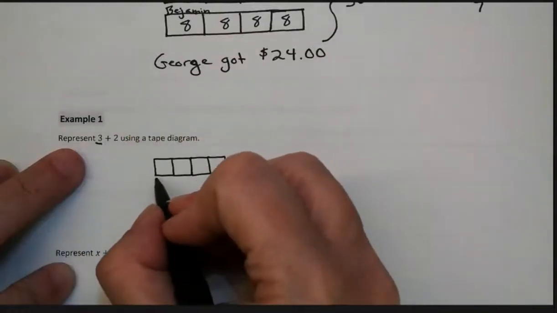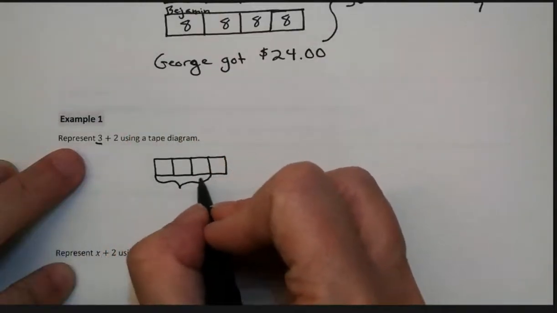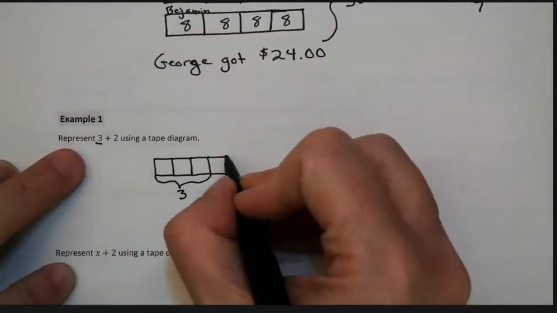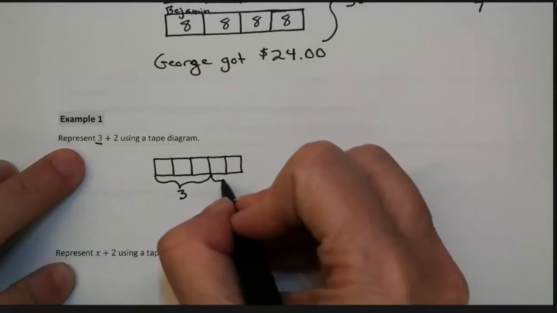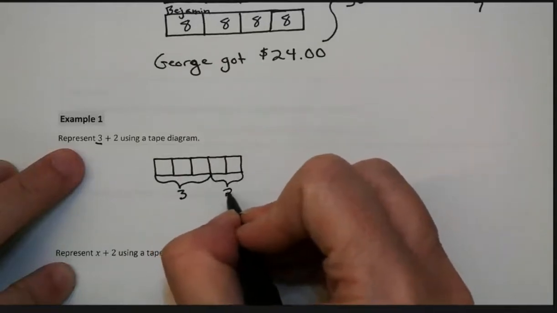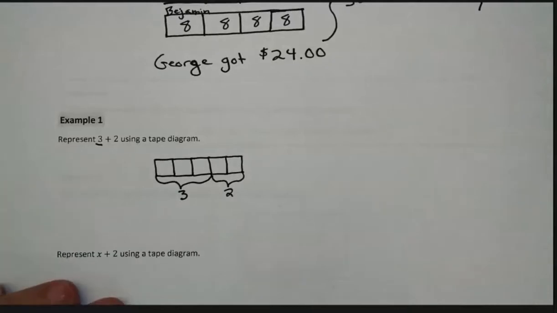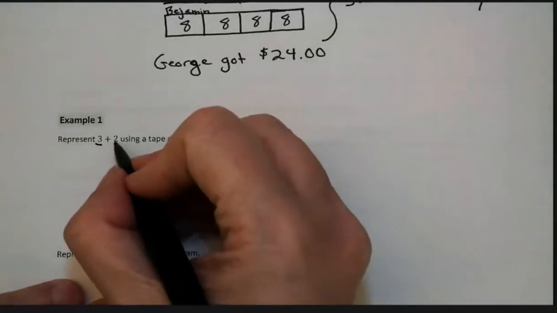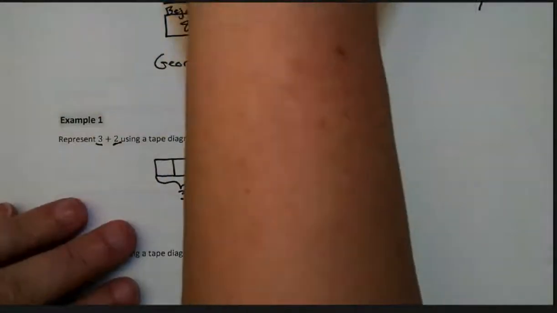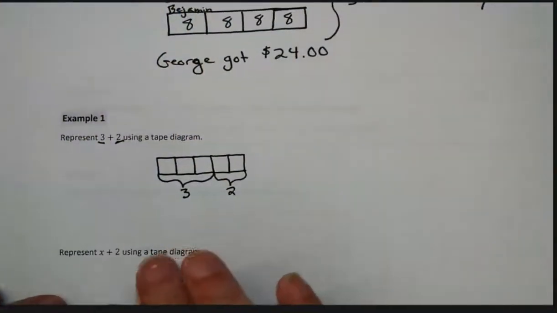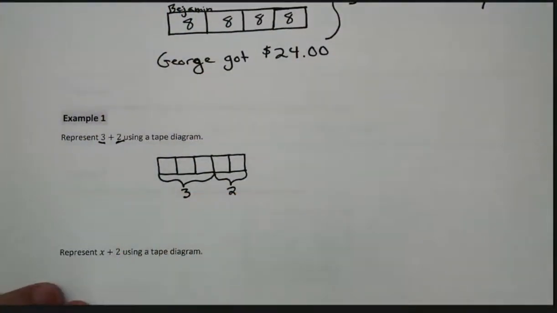And then I've got, so here's my 3 boxes. And I need to add 2 more boxes to it. Here's my 2 boxes. Okay, so that's representing it using a tape diagram. And this is 5 total, but that's not really what we're worrying about right this minute. Right now, I just want you to draw the tape diagram.